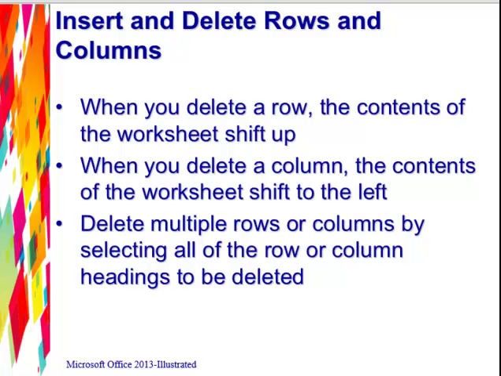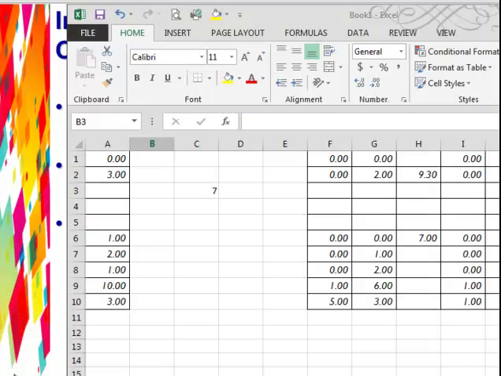Okay, insert and delete rows and columns. When you delete a row, the contents of the worksheet shift up. When you delete a column, the contents shift to the left. You can delete multiple rows or columns by selecting all those rows and then right-clicking and selecting delete. So let's go back to our workbook.